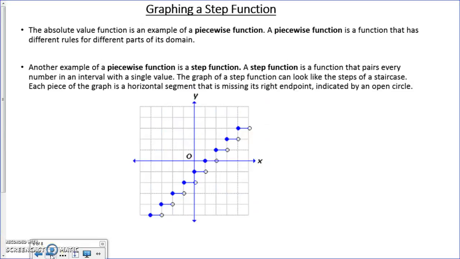Graphing a step function. The absolute value function is an example of a piecewise function. A piecewise function, again, is a function that has different rules for different parts of its domain. Another example of a piecewise function is a step function. A step function is a function that pairs every number in an interval with a single value. The graph of a step function can look like the steps of a staircase. Each piece of the graph is a horizontal segment that is missing its right endpoint, indicated by an open circle. So this would be a step function. Kind of looks like a staircase.